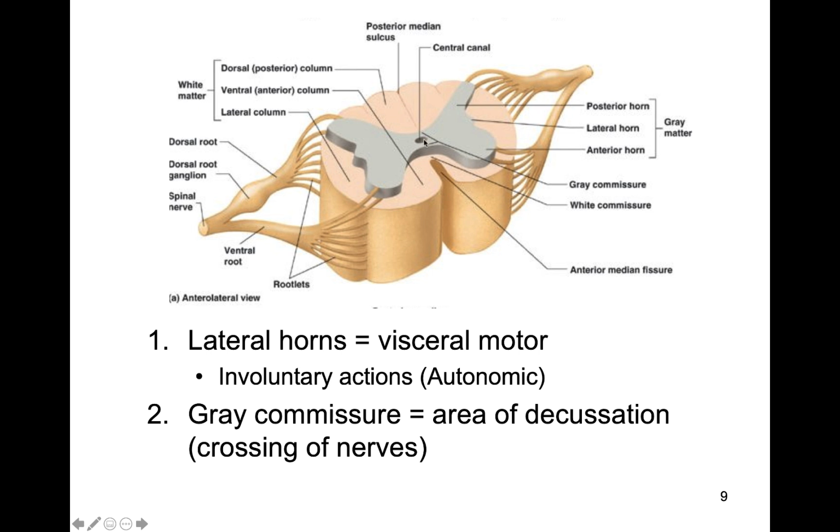And the word we have for crossing information is called decussation. Gray commissure is the area where the information is crossing or decussating, and then the white commissure is found in the white matter, and that's where also the information is crossing over.